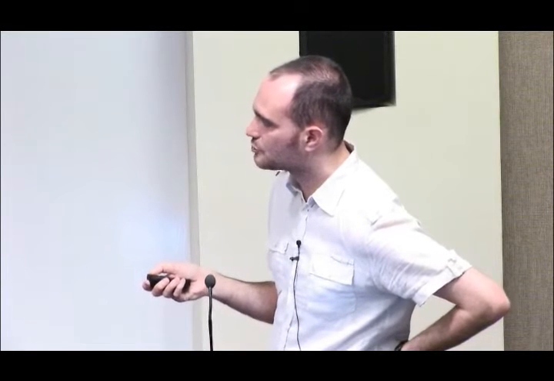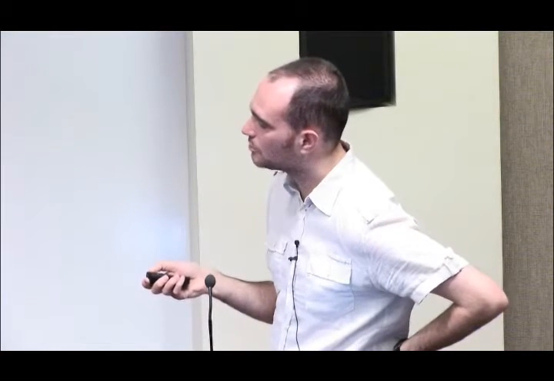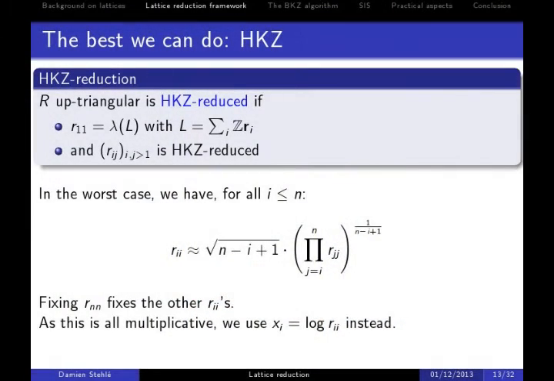In this definition, you have n times the minimum of the lattice. So R11 is the minimum of an n-dimensional lattice, and R22 is the minimum of an n-1 dimensional lattice. R33 is the minimum of an n-2 dimensional lattice, and so on and so forth. So we may ask, how small are these?